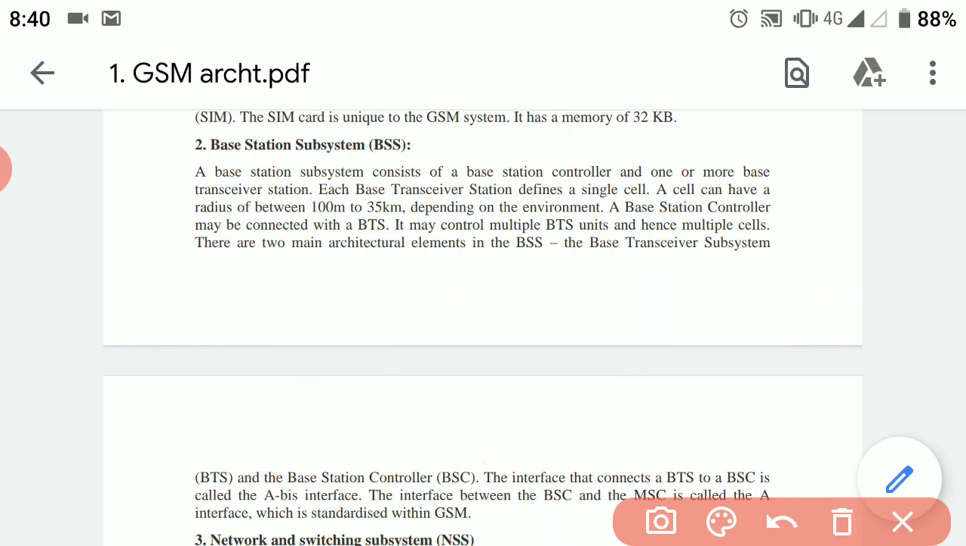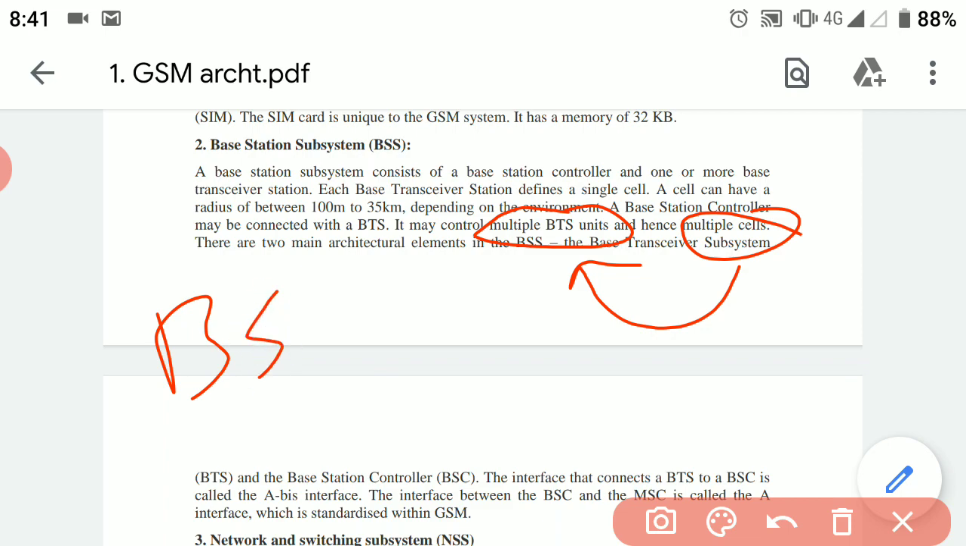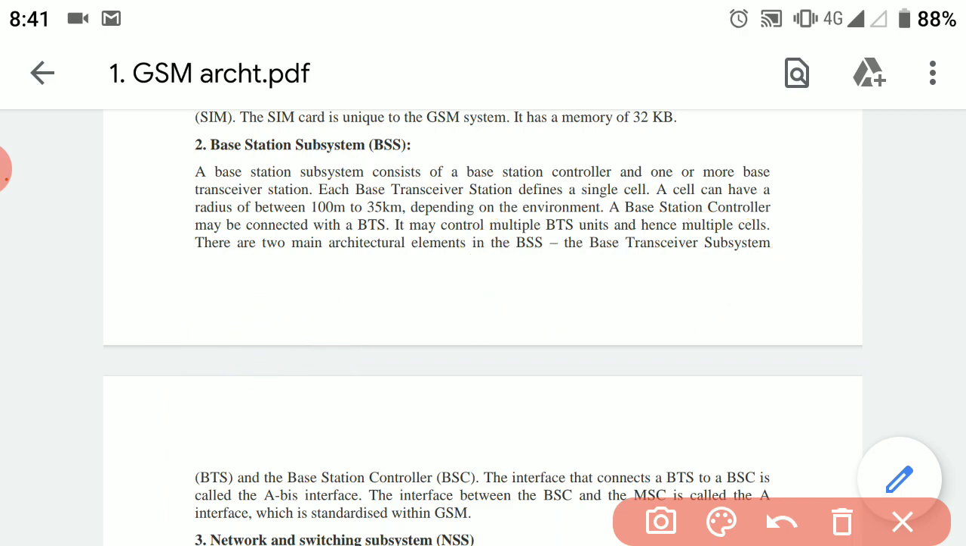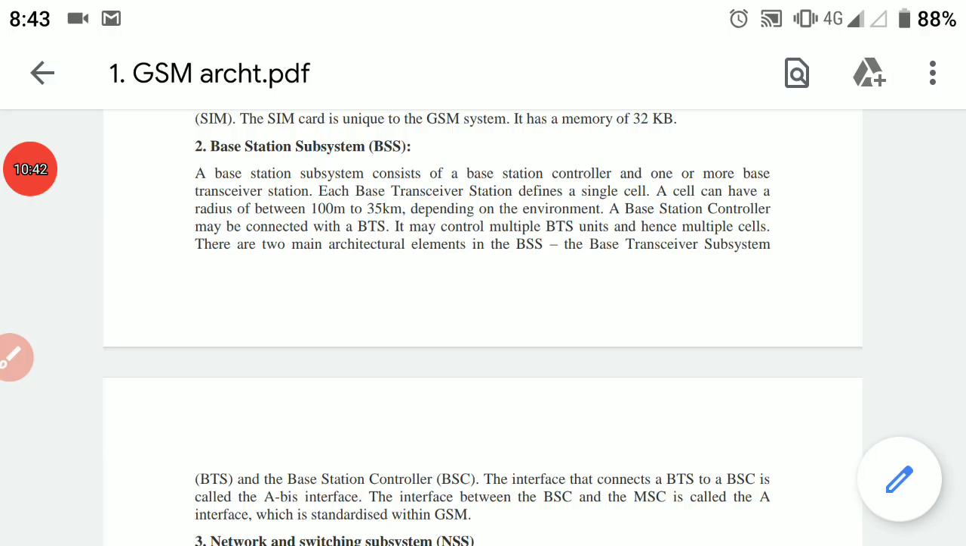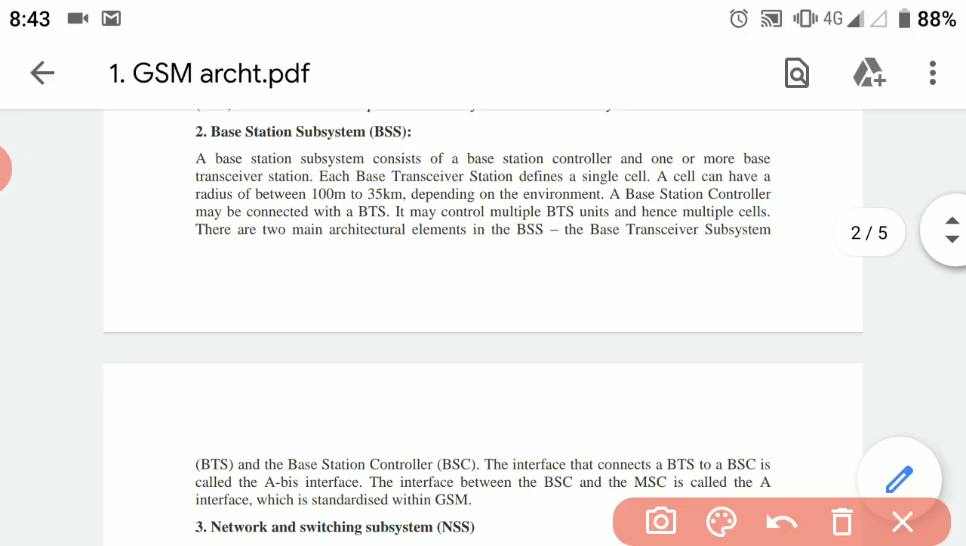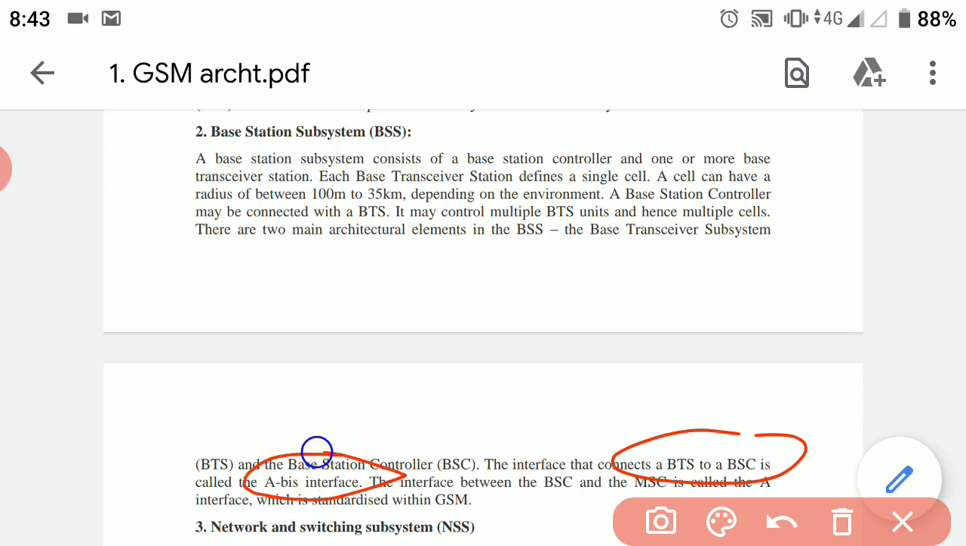The base station controller may be connected with the BTS. It may control multiple BTS units, hence multiple cells. Actually, each cell contains one BTS unit. So a BSC controls a number of BTSs or a number of cells. Lastly, there is an interface between a BTS and a BSC, that is the A-bis interface that we have just discussed.